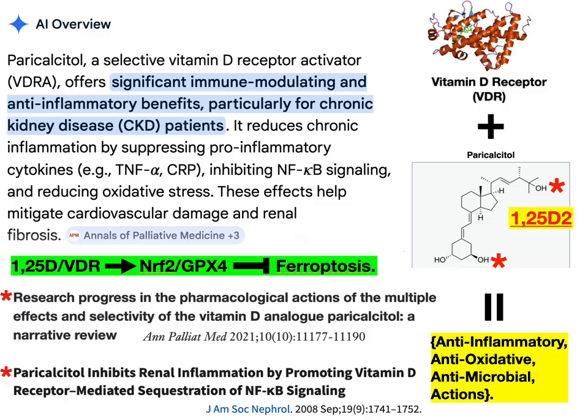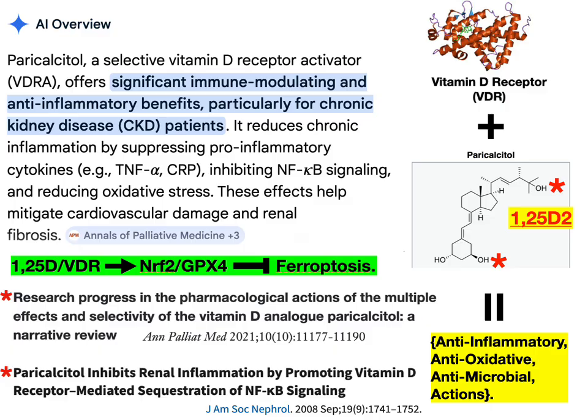Here are two references quite a number of years apart. The bottom is a reference from 2008: Paricalcitol inhibits renal inflammation by promoting vitamin D receptor-mediated sequestration of nuclear factor kappa B signaling. Above that is a review in 2021: Research progress in the pharmacological actions of the multiple effects and selectivity of the vitamin D analog paricalcitol, a narrative review.